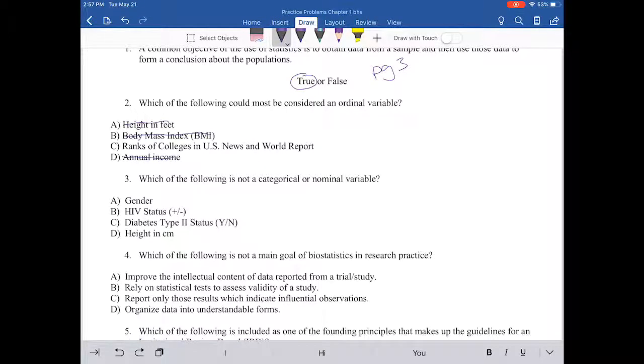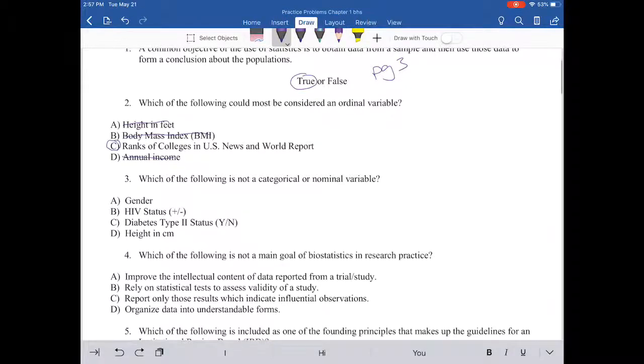All these values for A, B, and D are definitely going to have meaning between them. And C, if you think about how they're ranking colleges, it could be meaningless depending on what they're looking for, or you can't really determine the difference between the two. So the answer for number 2 is C, as the most considered ordinal variable.